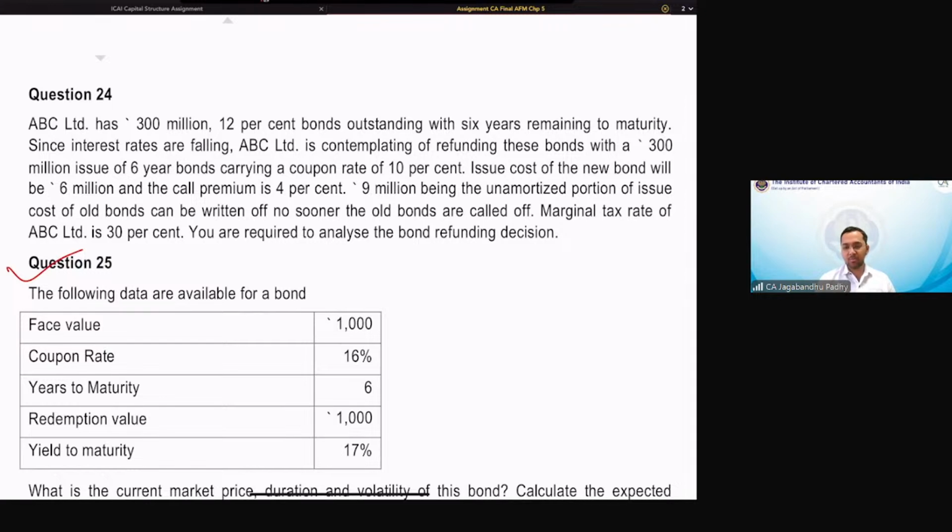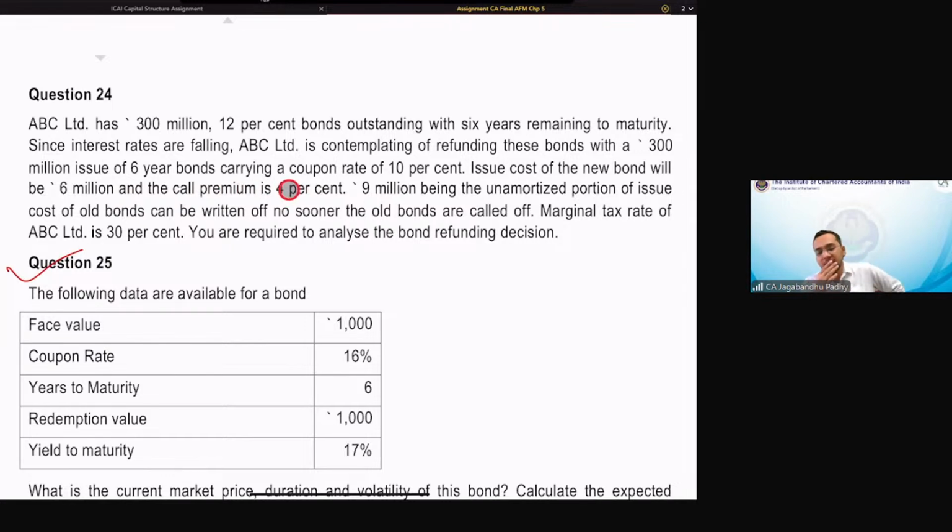9 million being the unamortized amount of issue cost of old bonds can be written off no sooner the old bonds are called off. So issue cost of new bond is going to be 6 million and the call premium is 4%. When we want to issue this new bond, we'll have to shell out 6 million cost. And also the call premium is 4%.